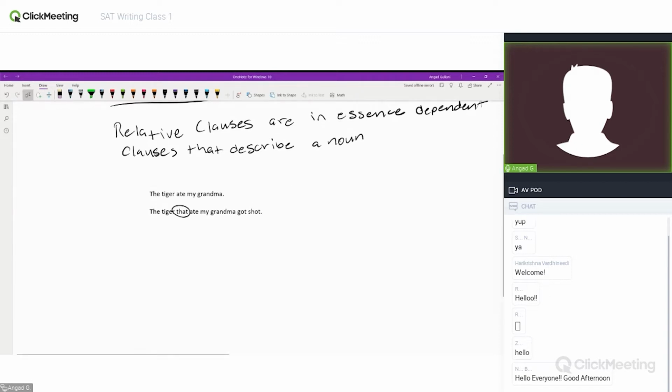Firstly, we have this relative pronoun over here, something that starts the relative clause, the relative pronoun that. And then it's describing what the tiger did. It ate his grandma, right? His or her grandma. So that's basically how a relative clause is used. It's mainly used to describe a noun, and it always starts off with relative pronouns.